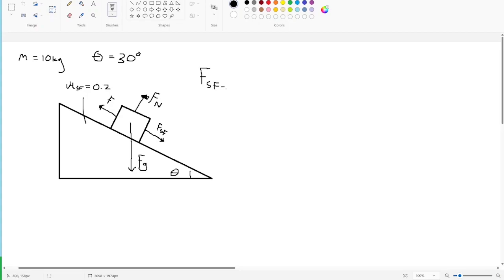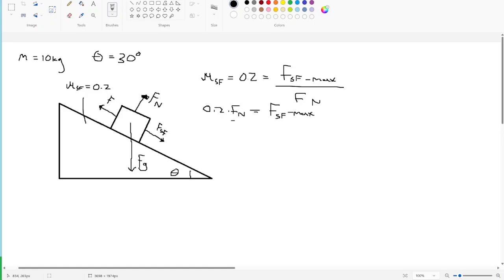Force of static friction max, oh no, my apologies. Let's define the coefficient of static friction. It's going to be equal to 0.2, which is going to be equal to the maximum force of static friction over the force normal. Let's define force normal. Actually, let's manipulate this first. 0.2 times force normal is then going to be equal to Fs max. So let's go ahead and find force normal.